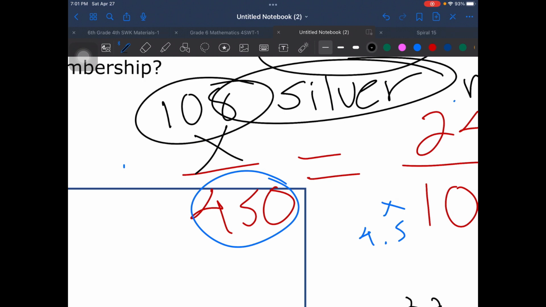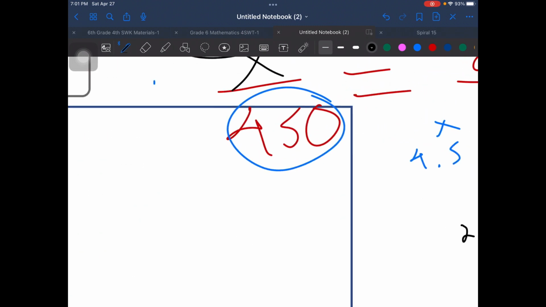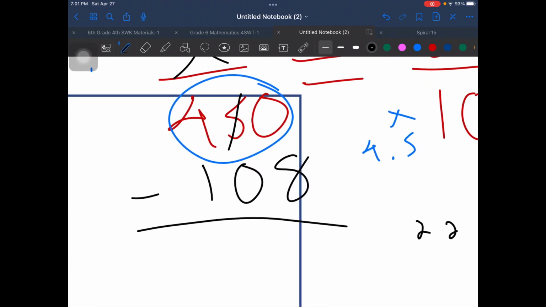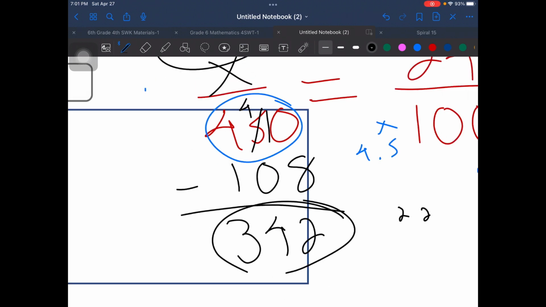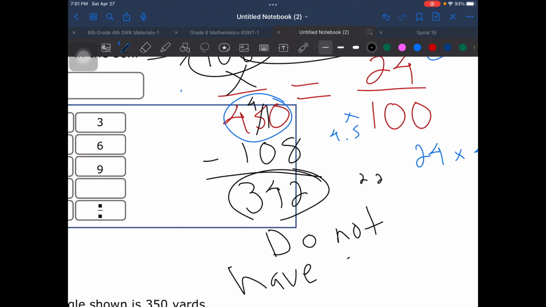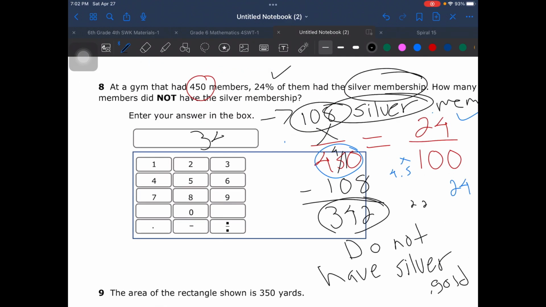108 silver members, chicos. Now, if 24%, that's 24%. How many don't have a silver membership? Well, I need to subtract. And with that, 342 do not have silver or gold. Ahora, 342. Papita, easy.